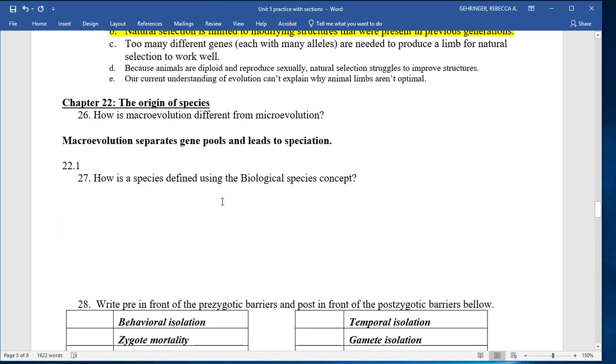Ooh, so what is a species even, right? What is a species using the biological species concept? So the biological species concept says that to be the same species, individuals need to be able to do what? They have to be able to breed and produce living, viable, fertile offspring. Living is the same as viable. So species need to be able to breed and produce viable, that means living, fertile, that means they can have their own offspring.